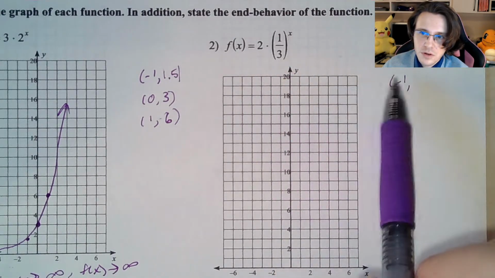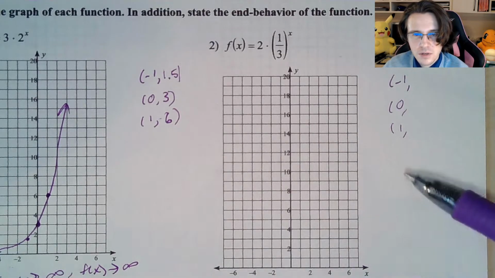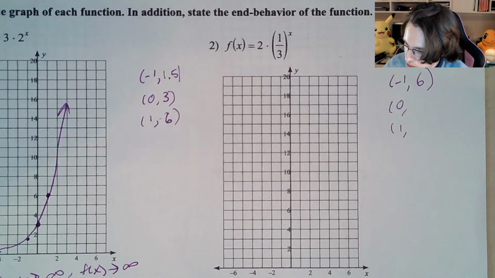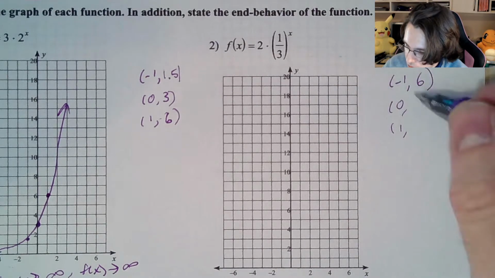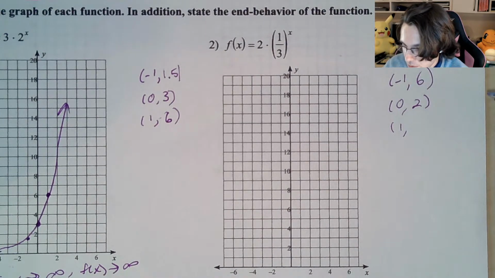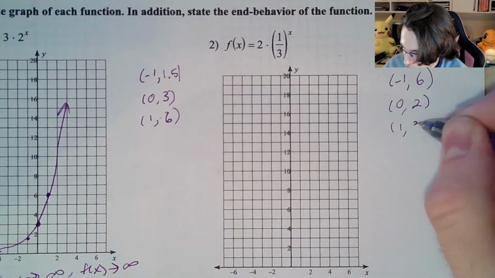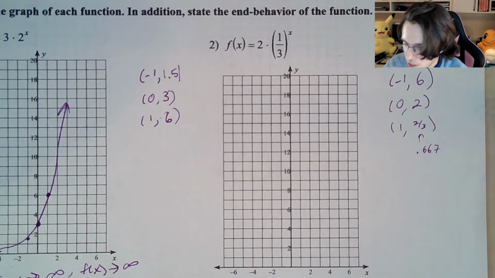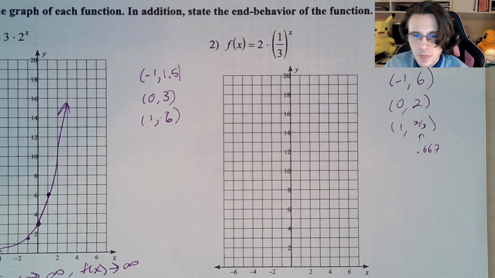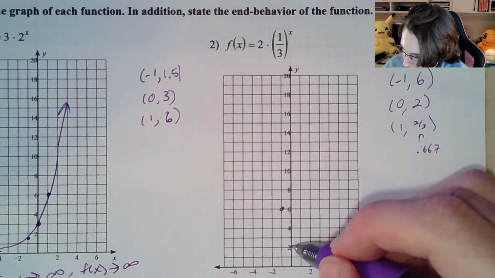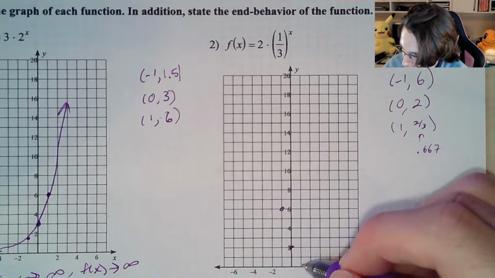If you did 1/3 to the -1, that's flipping it upside down. So 1/3 upside down is 3, and 2 times 3 is 6. Plugging in 0 there, anything to the 0 power is 1, so that's going to give you a 2. And plugging in 1 there will get you 2/3, which if you want to, you could also write as 0.667, or 0.6 repeating. So we have -1, 6. We have 0, 2. And we have 1, 2/3, about right there.